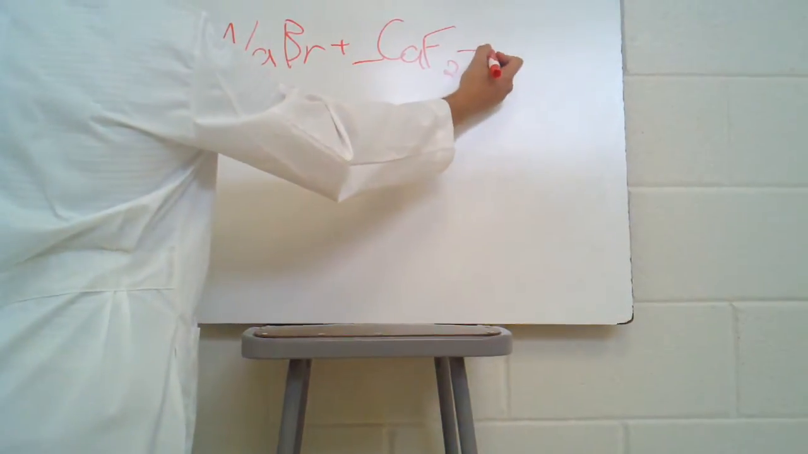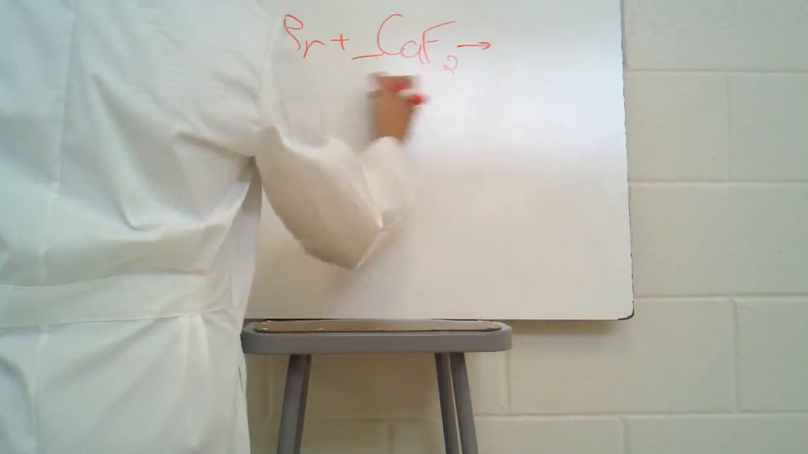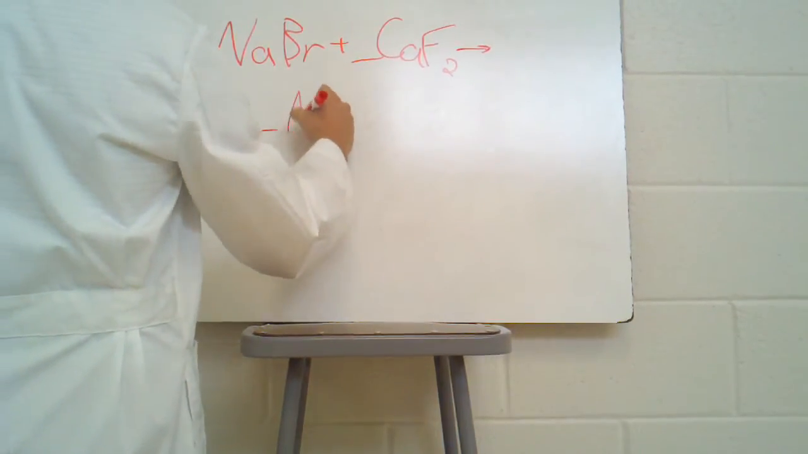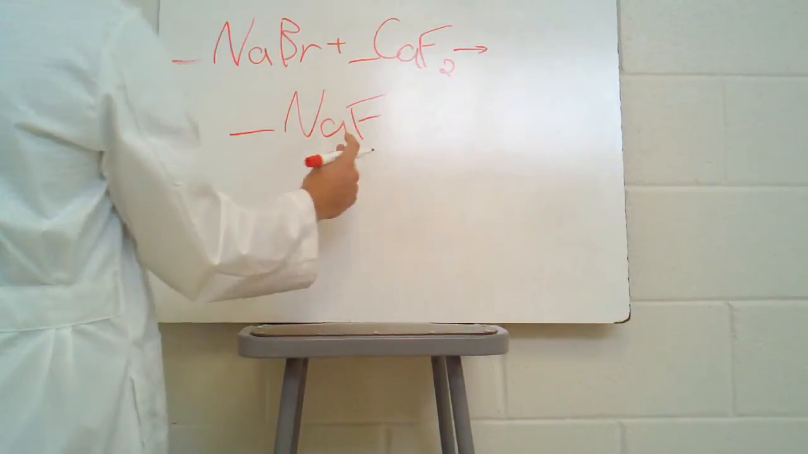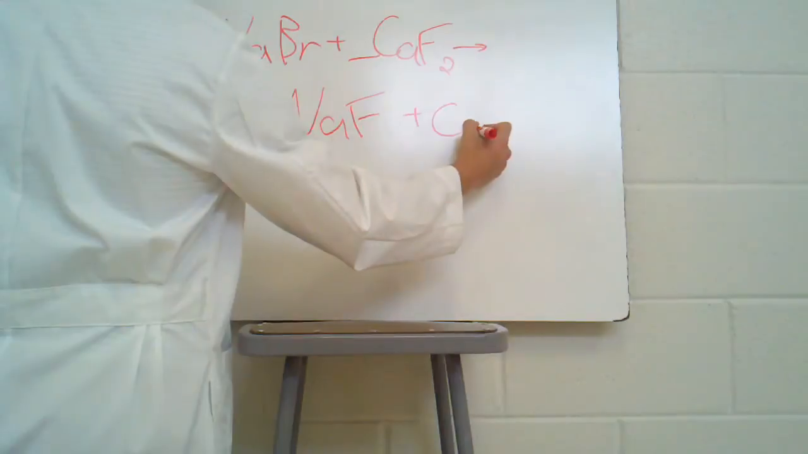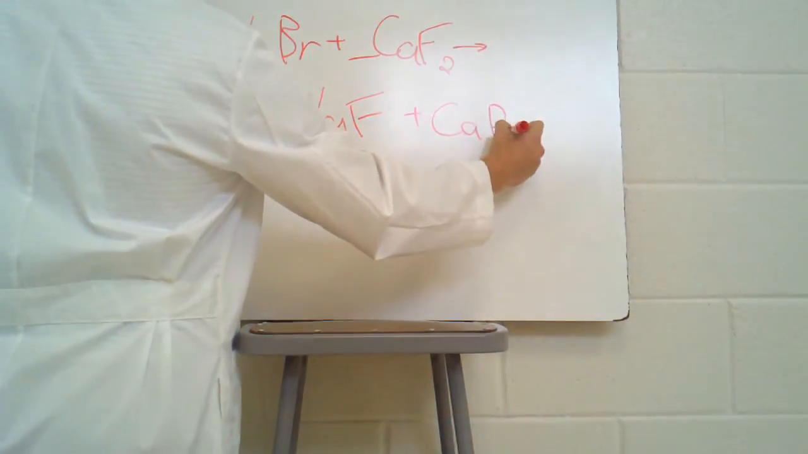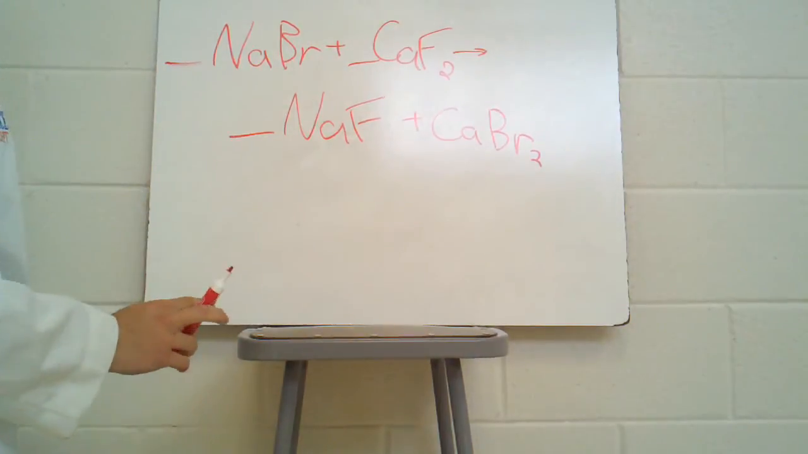From this, you'll be able to see that you swap the cations and anions to form sodium fluoride and calcium bromide. And that's all there is to predicting equations.